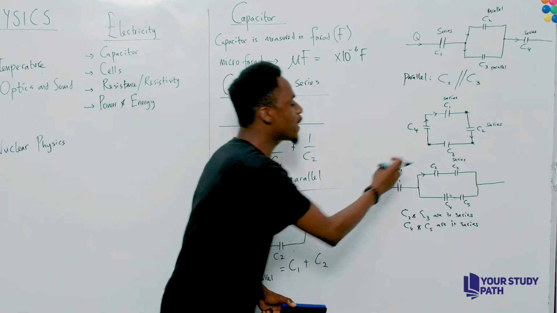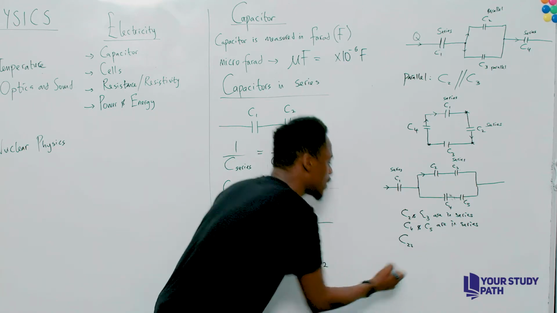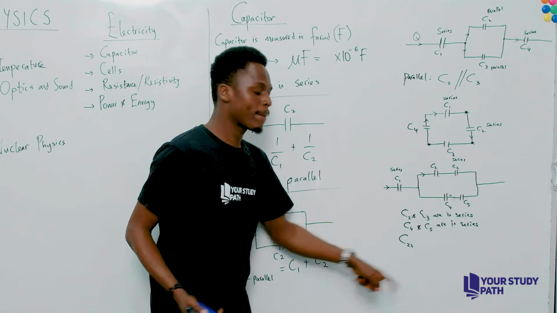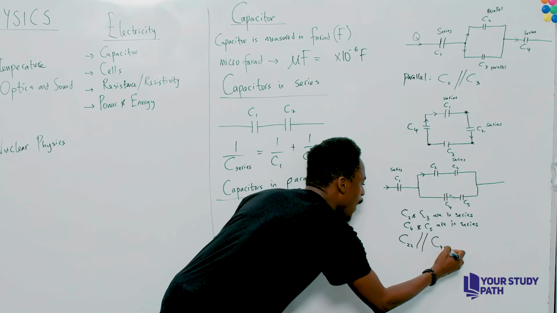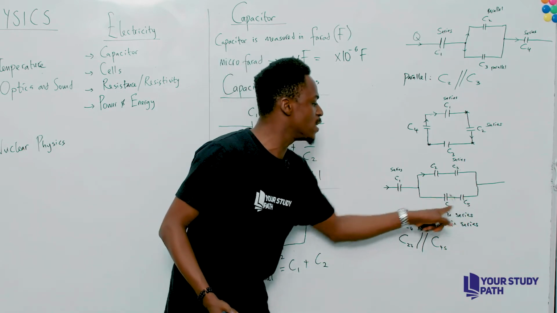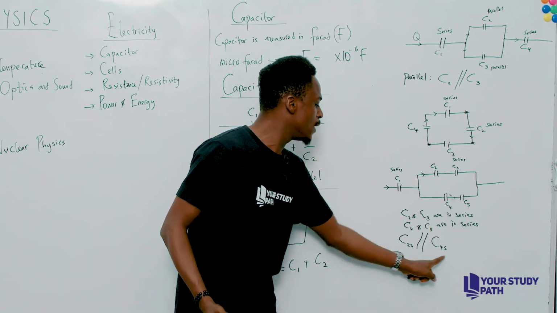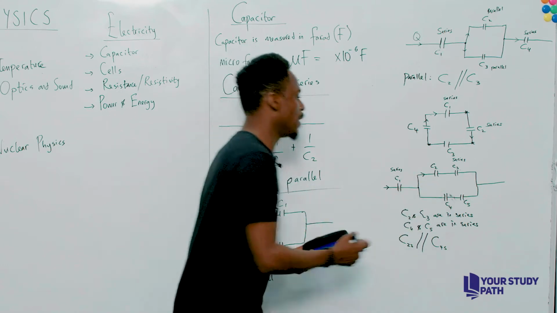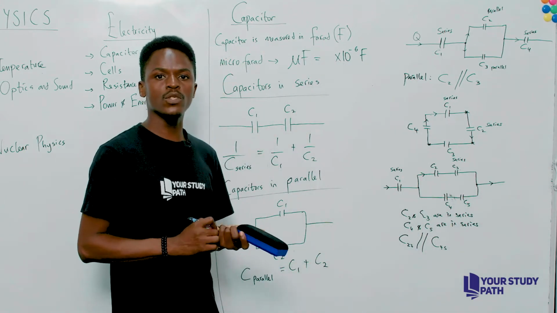As such, we can now say that the combination of C2 and 3, having joined 2 and 3 together, is in parallel to C4 and C5. When you calculate the series connection of C4 and C5, they are going to be in parallel to C2 and C3 up here. Then we have a close-up here, and the charge continues flowing.